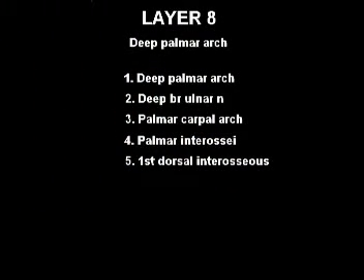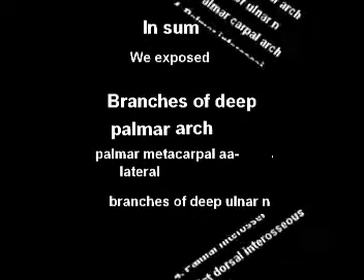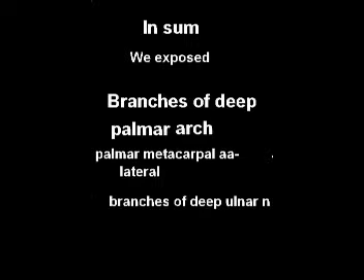This layer, which is the layer of the deep palmar arch, contains the deep palmar arch, the deep branch of the ulnar nerve, palmar carpal arch, palmar interossei, and the first dorsal interosseous muscle. In sum, we have exposed the branches of the deep palmar arch, the palmar metacarpal arteries, which are the lateral branches, and then the branches of the deep ulnar nerve.